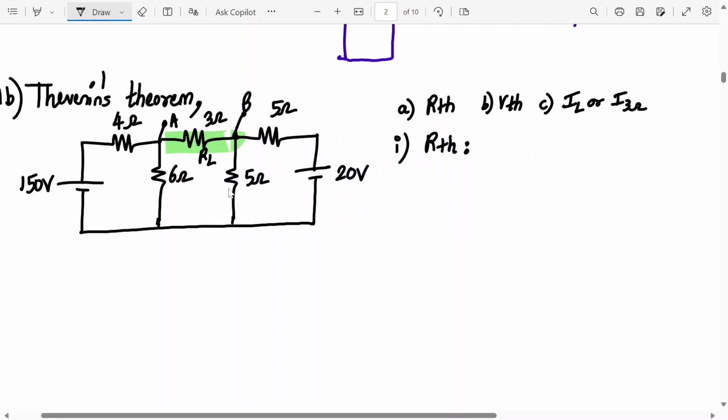So for RTH what do we do? Anyone knows? For RTH what are the steps? Number one step is remove RL, and second step is find resistance between points A and B, right? Yes or no? So we can write find RAB, and next step is deactivate all sources. So if it is a voltage source, what will happen to the voltage source?